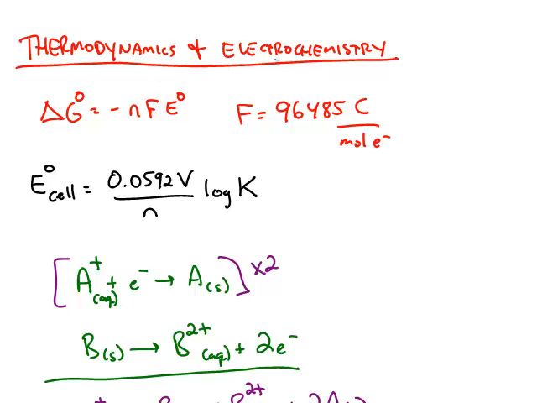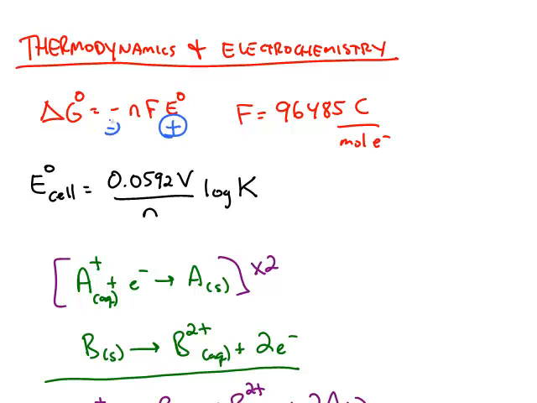The topic of electrochemistry is also directly related to what we've learned before in thermodynamics. Before, we talked about delta G, the Gibbs energy. Now we're talking about the standard voltage E0. If a reaction is spontaneous, we know that the standard voltage will be a positive number.